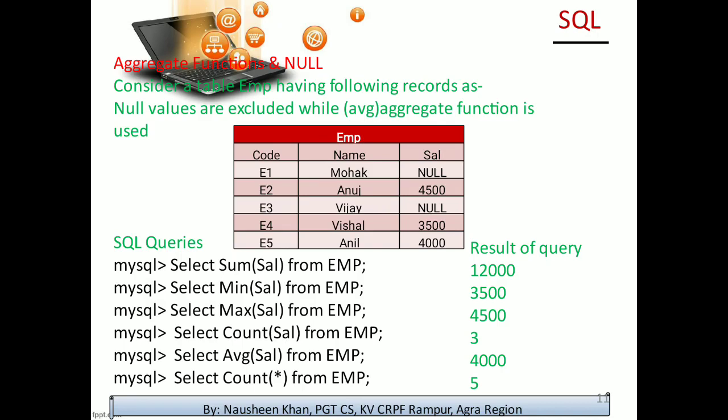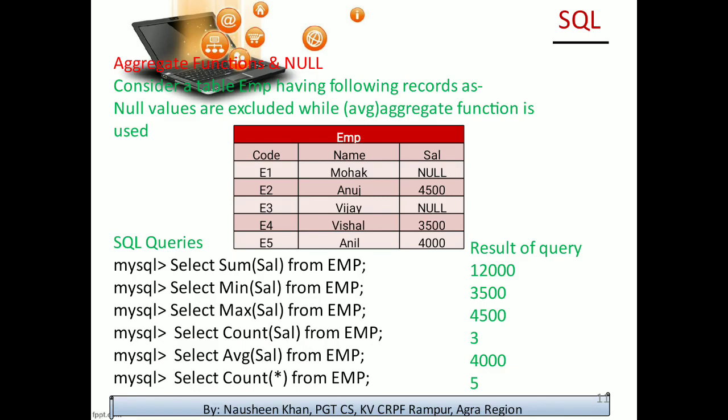So, while calculating the sum, it will exclude null and calculate the sum of the other values. Like it will calculate the sum of 4500 plus 3500 plus 4000. So the result will be 12,000. So the result of this query will be 12,000. That is a single output.